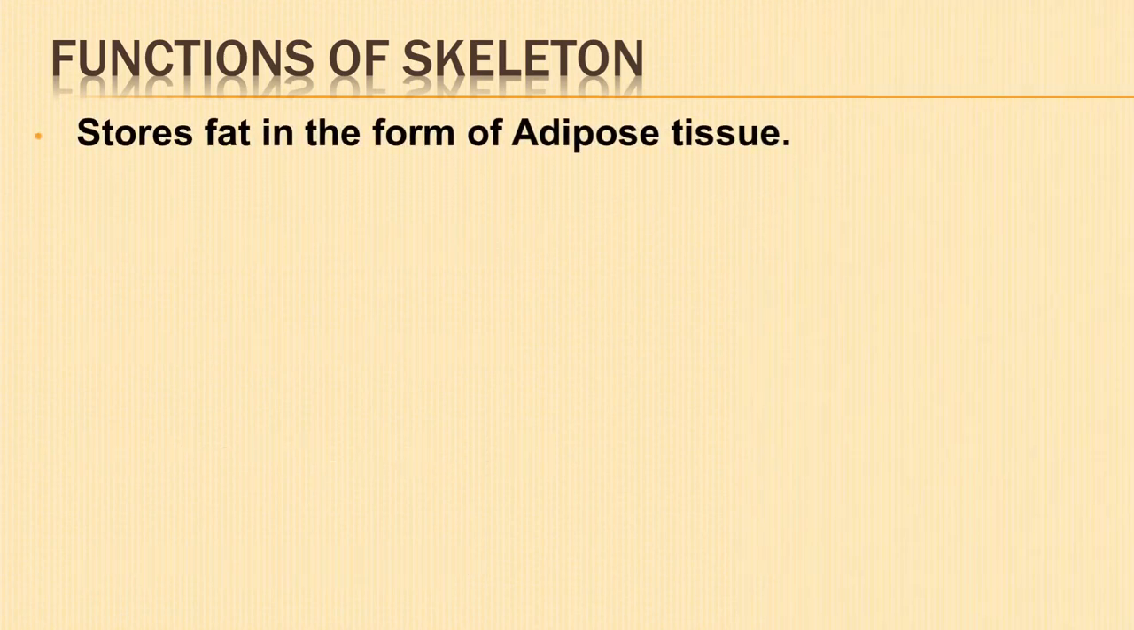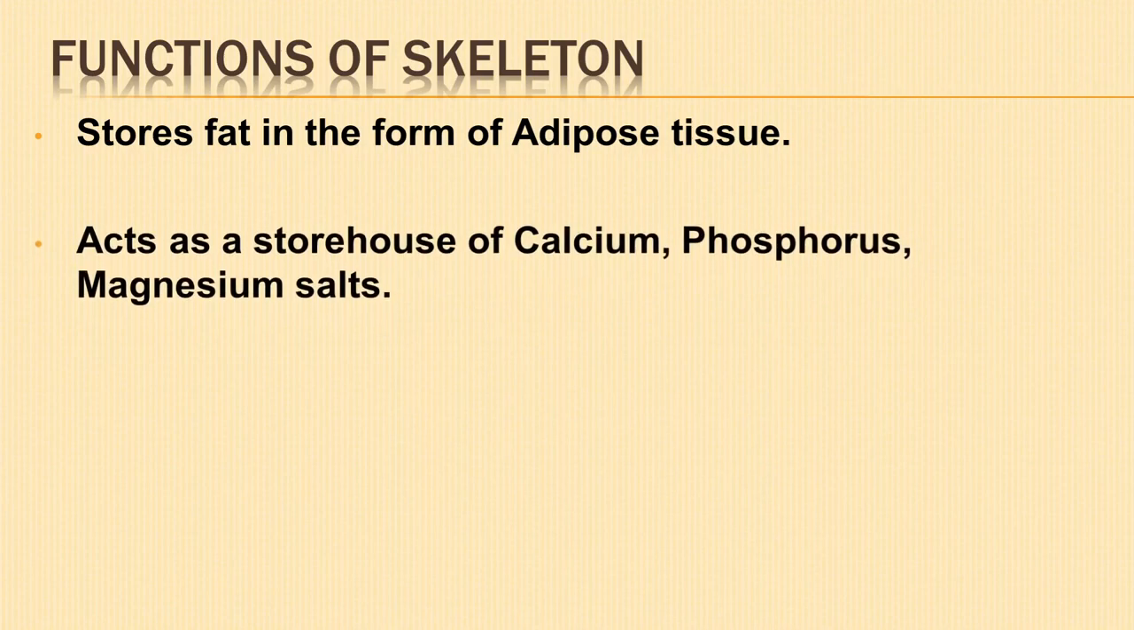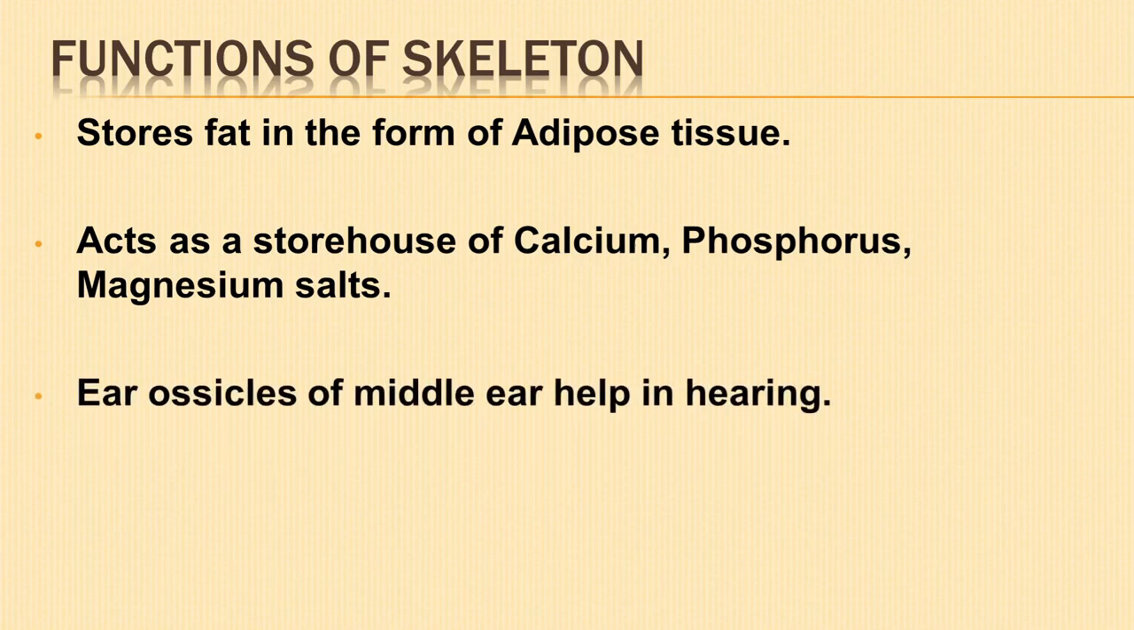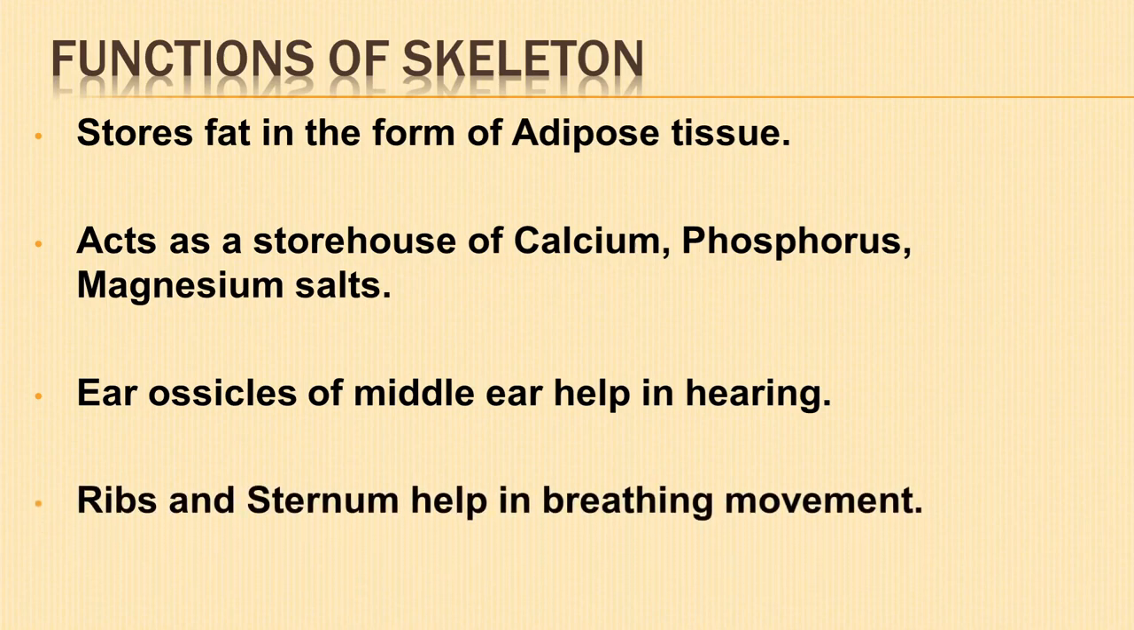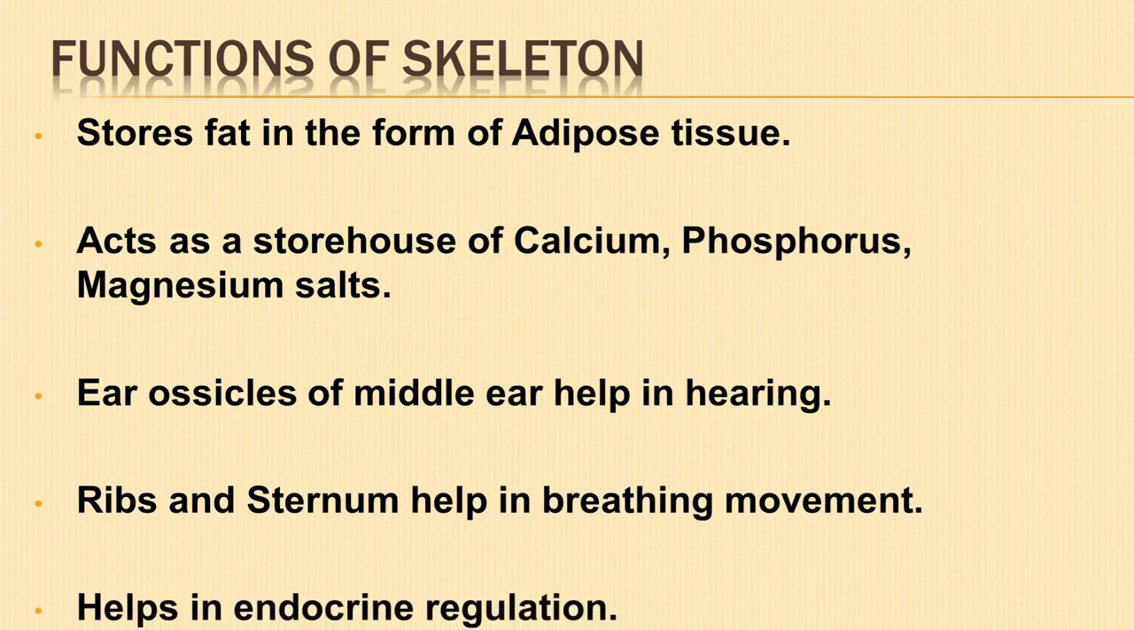Marrow cavity of long bones stores fats in the form of adipose tissue. Bones act as a storehouse of calcium, phosphorus, and magnesium salts. They mainly contain calcium phosphate. Ear ossicles of the middle ear help in hearing. Ribs and sternum help in breathing movement. Bone cells release a hormone called osteocalcin, which regulates blood sugar and fat deposition.